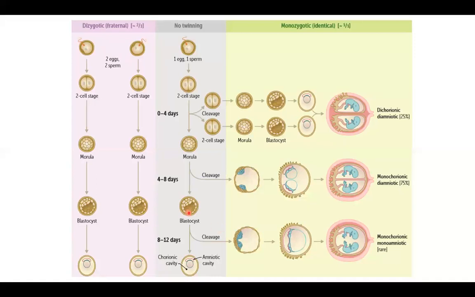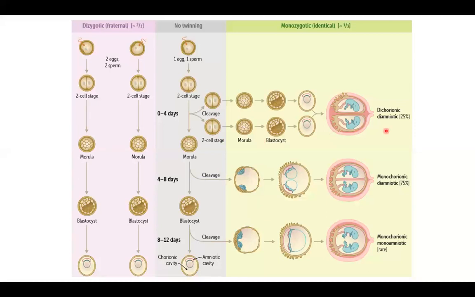Lastly, if it divides after the blastocyst stage, they're going to share both. They're going to share a placenta and they're going to share an amniotic sac. And this is called monochorionic monoamniotic. What I want you to know is I want you to remember before morula, after morula, after blastocyst. I want you to remember which one belongs to each.